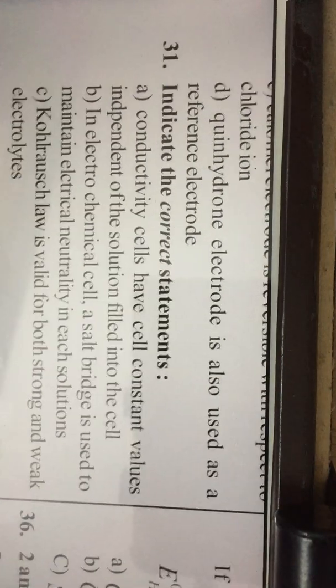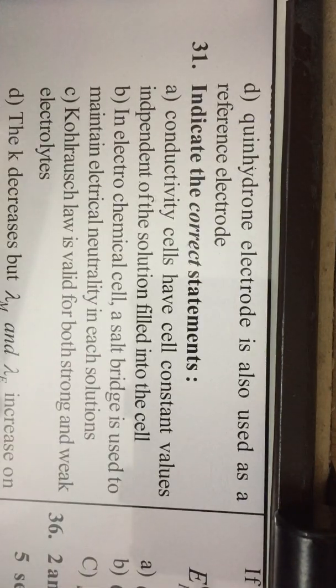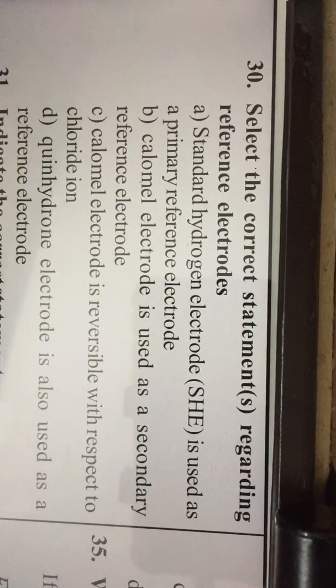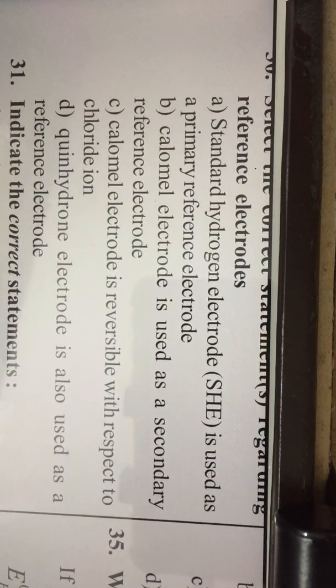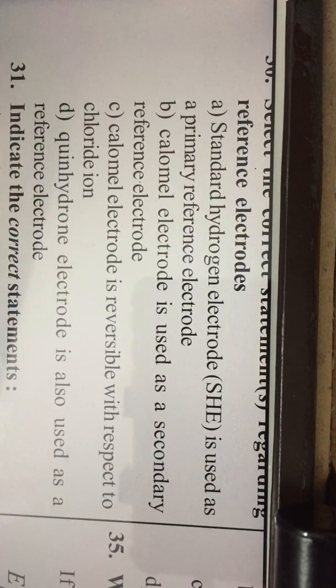So let us try to answer this question. This is question number 30. Standard hydrogen electrode is used as a primary reference electrode is absolutely true. Calomel electrode is used as a secondary reference electrode is also true. And for the calomel electrode, the direction can be reversed by varying the concentration of chloride ion, which is a fact.